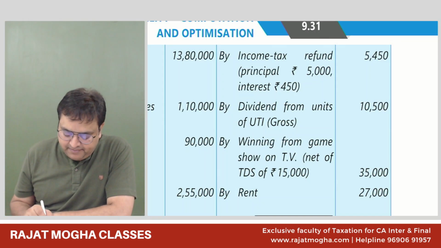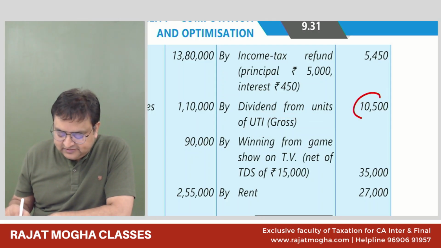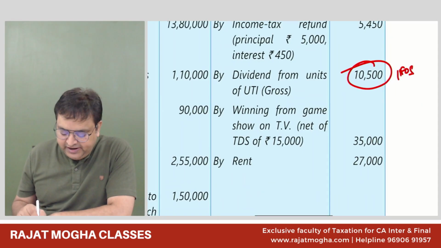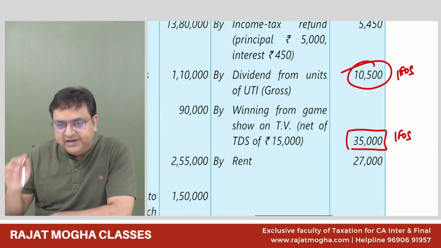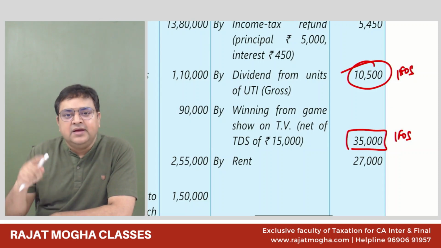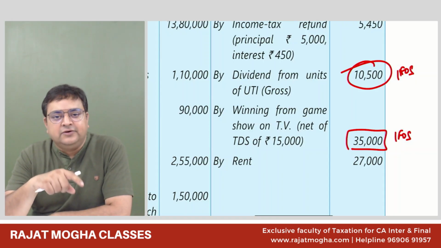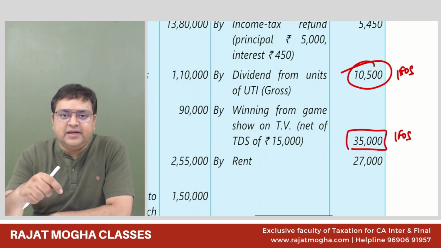Okay. Dividend from UTI: if you get a dividend from UTI, this type of income is IFOS income. It is not a PGBP income. Winning from a game show on TV, net of TDS, 15,000. So this is again an IFOS income. So we will delete it while computing our PGBP, and we'll be taking it in IFOS. And in IFOS, when you take it, will you take it at the net value or the gross value? You all know that we will be taking it at the gross value.